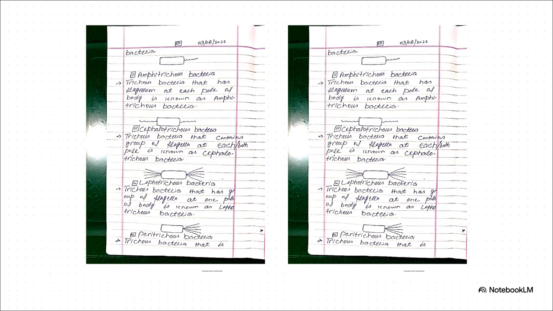Then it starts getting a little more complex. You've got Lophotrichous bacteria, which have a whole tuft of flagella all bunched together at one end, kind of like a powerful ponytail pushing them forward. Then there's Amphitrichous. Think of a boat with a motor on the front and the back. They've got a flagellum at each pole, so they can switch directions in an instant.